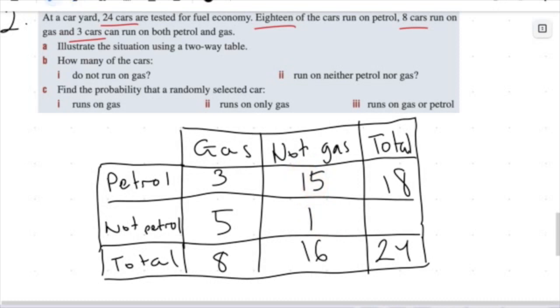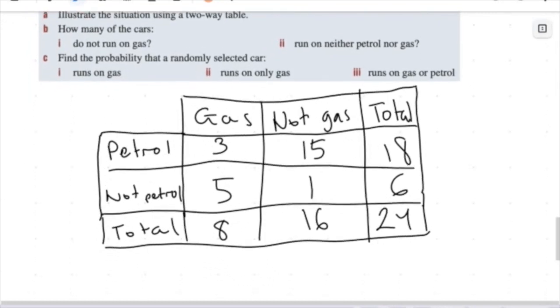And my total of cars that don't have petrol, that includes the ones with no petrol but gas, and no petrol, no gas, is going to be 6. And notice once again, I have a consistency here. 8 plus 16 gives me 24. 18 plus 6 also gives me 24. So the two-way table is arranged in a particular way to make it really easy to read off information.